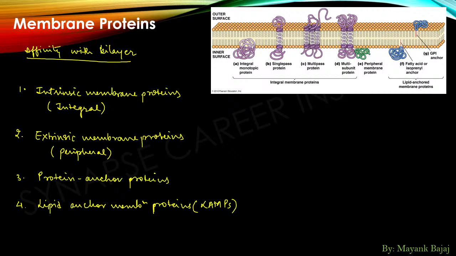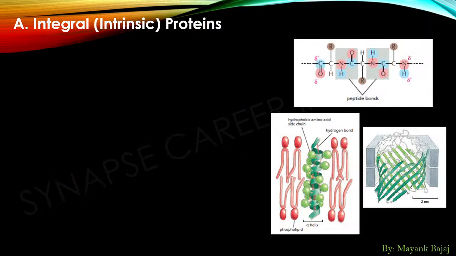All of them play a very important and different kind of role in their function, and they also have different kinds of structures. On the basis of how they are organized in the membrane, how they are attached, or how good an affinity they have with the membrane, we divide them into these four classes. Now we'll move on with each one in detail. First we will talk about integral membrane proteins or intrinsic membrane proteins.